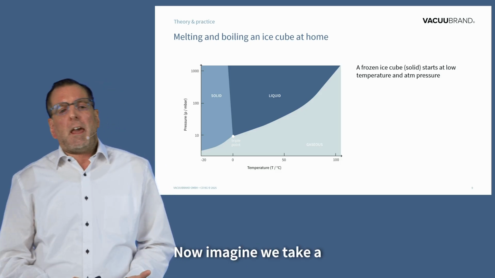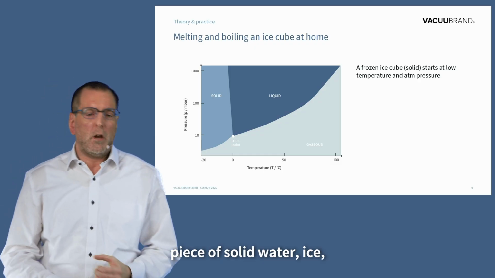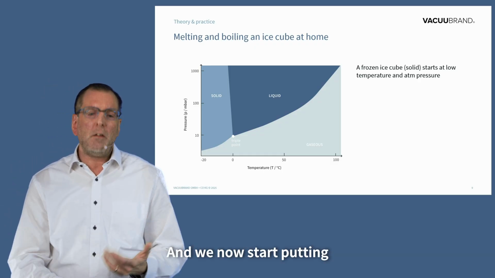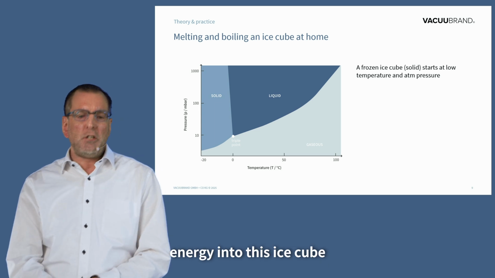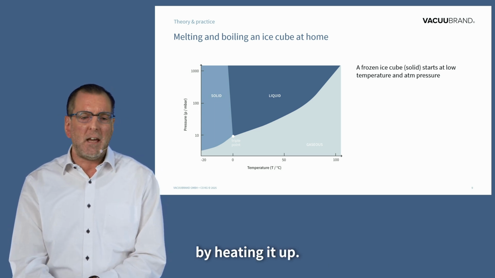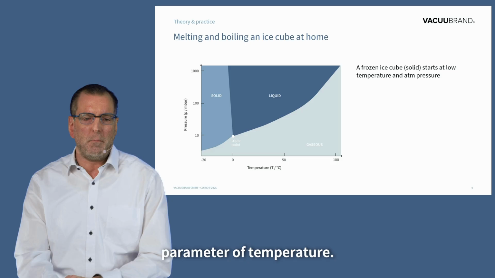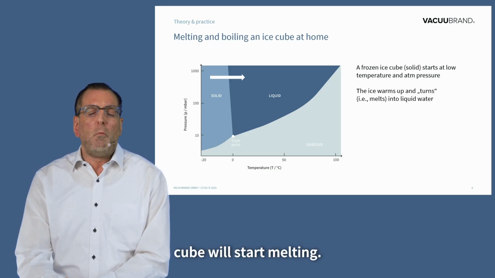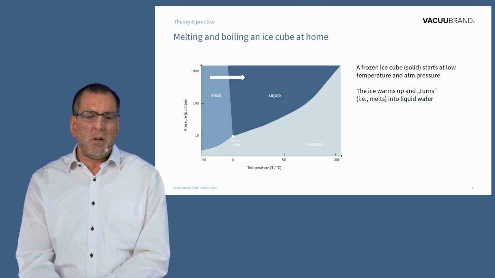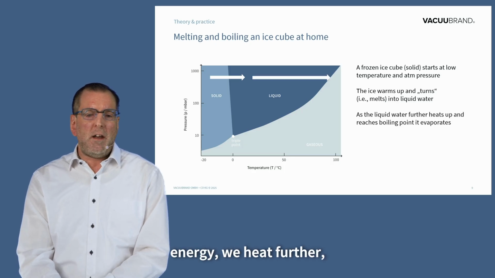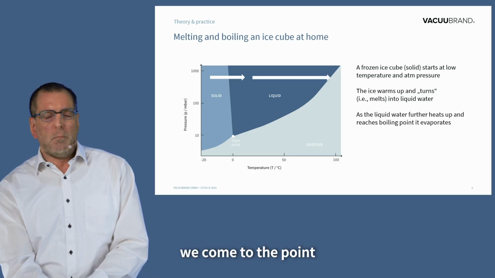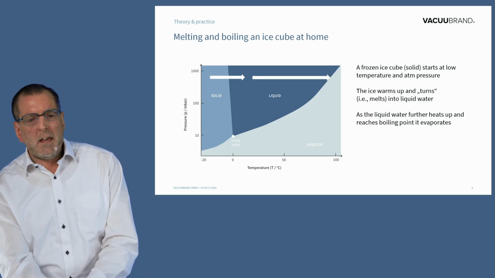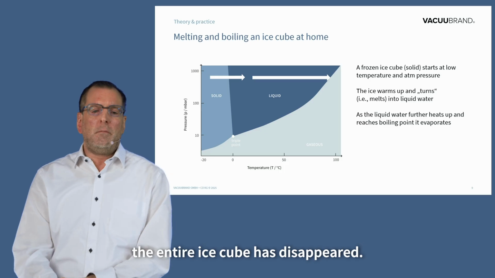Now imagine we take a piece of solid water, ice, a simple ice cube. And we now start putting energy into this ice cube by heating it up. So we use the process parameter of temperature. Eventually, the ice cube will start melting. It becomes liquid water. And when we put more energy, we heat further, we come to the point where it starts evaporating. At the end of the day, the entire ice cube has disappeared.